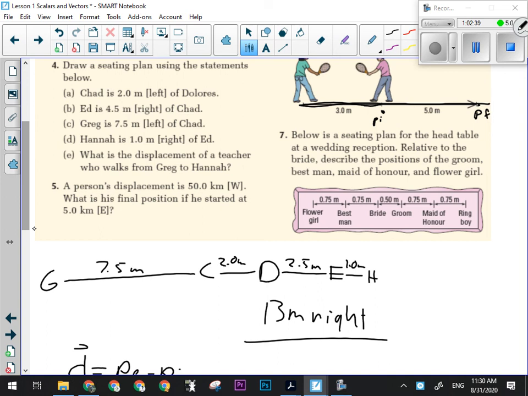All right, and then for number 7, it's again describing positions. Describe the positions of the groom, with the bride as the reference point. So the groom is 0.5 meters to the right of the bride. The best man is 0.75 meters to the left of the bride. By the way, this is the weirdest marriage seating plan ever, because all the men sit on the right. But okay, the maid of honor is 1.25 meters to the right of the bride, and the flower girl is 1.5 meters to the left of the bride. So we're making sure we have those vectors in there when we're describing position.